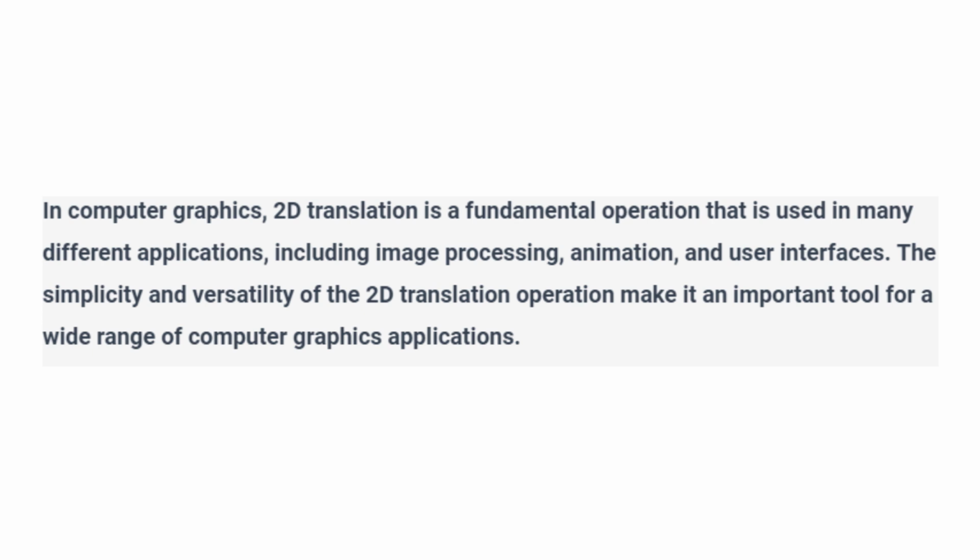In computer graphics, 2D translation is a fundamental operation that is used in many different applications, including image processing, animation, and user interfaces. The simplicity and versatility of the 2D translation operation make it an important tool for a wide range of computer graphics applications.